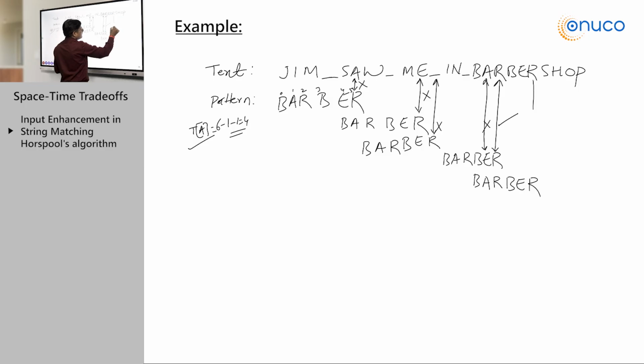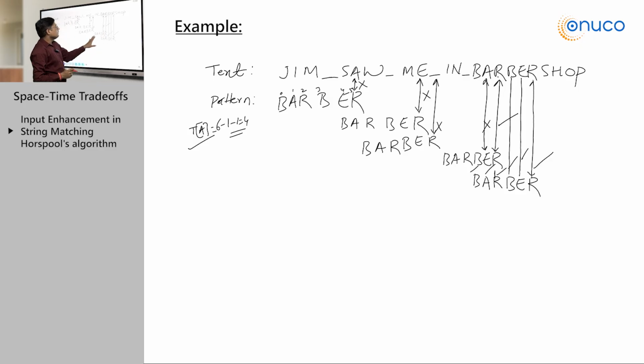Now we are going to compare. R and R, both are same? Yes. E and E is same? Yes. B and B is same? Yes. This R and R is same? Yes. A and A is same? Yes. B and B is same? Yes. It means barber is present in the given text. Barber is present in the given text.